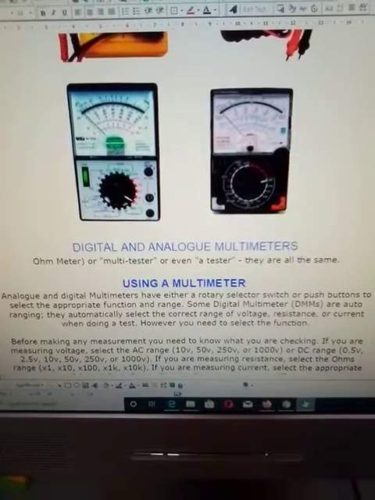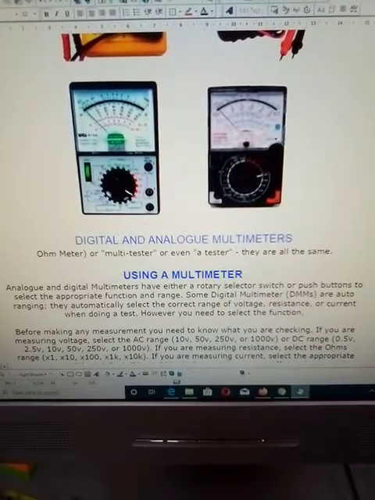I'm just easing back so I can get it into full range. Okay.